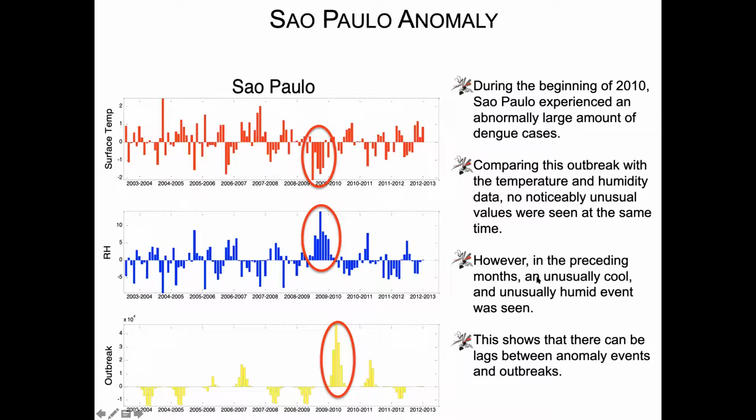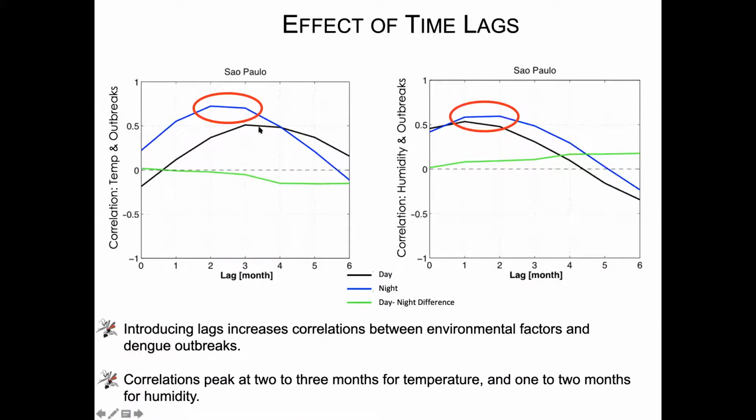This was interesting because there was an unusually cool event and an unusually humid event. However, there is a lag between the outbreak and the anomaly, which is expected. You don't expect to see these environmental events and then suddenly have an outbreak. Usually there's a lag, and that lag can be 1 to 2 months. So we also explored the effects of those time lags. We looked at correlations between temperature and outbreaks here on the left and humidity and outbreaks on the right.